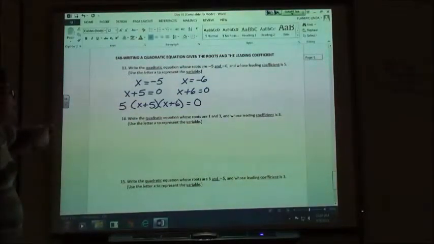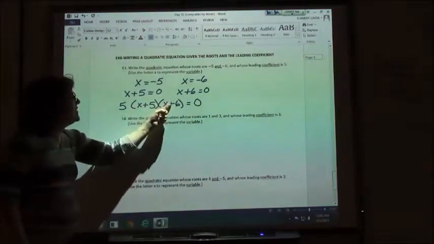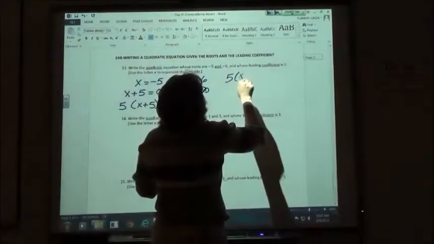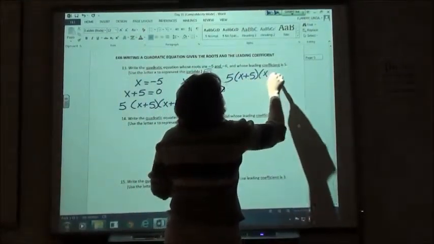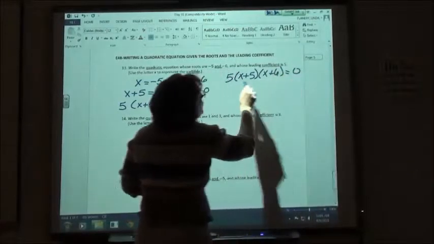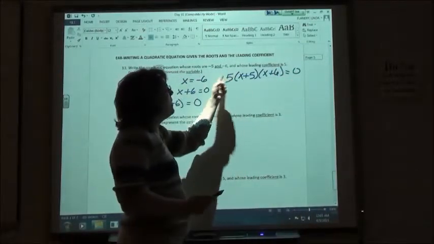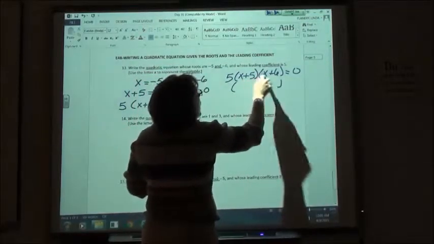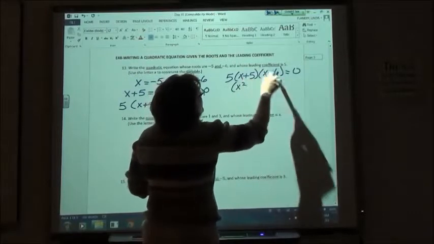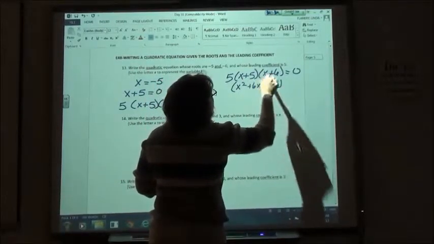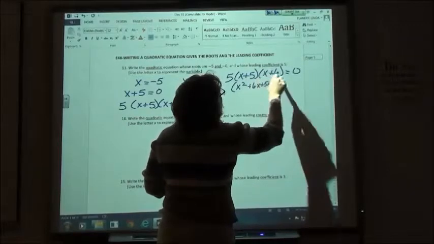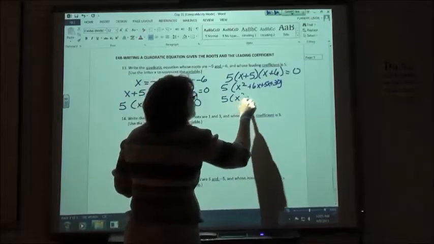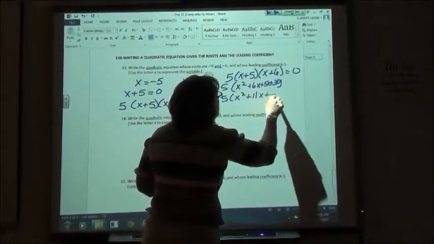Now I want to write the quadratic equation, so I'm going to multiply this out and then multiply by the 5. I'm going to rewrite that. 5 times x plus 5 times x plus 6 equals 0. Do your foiling first. You could multiply by the 5 here first, but then your number's bigger, so do the foiling first. X times x is x squared. Then I'm going to have a plus 6x and a plus 5x, and then 5 times 6 is 30. So I'm going to have 5 times x squared plus 11x plus 30.